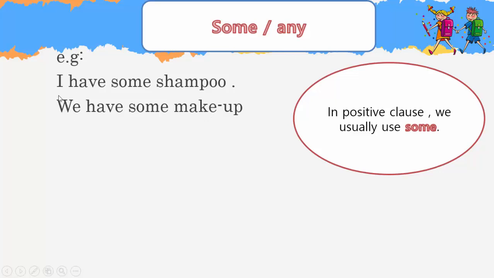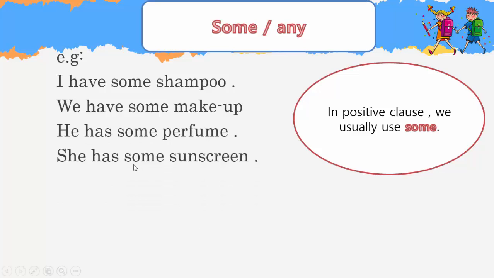And the next example, we have some makeup. As you can see, we start our sentence using the subject we, followed by the verb have. So we say we have some. And as you can see, in a positive clause, we usually use some. The first and second examples are positive clauses.